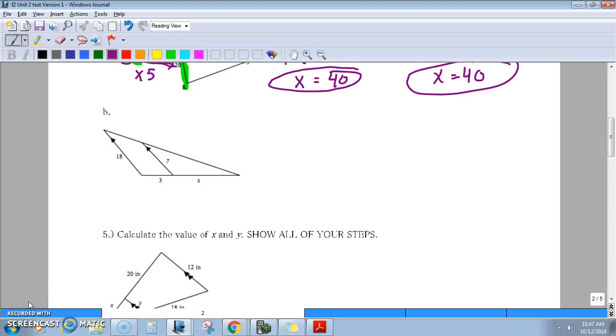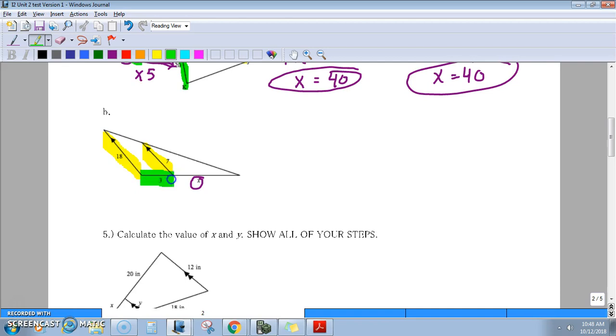All right, this video is starting with 4b, and it again wants us to find x. So we know these are similar, parallel lines, angle-angle similarity theorem. But let's just make sure that we know which sides are corresponding. So it looks like we're going to use 18 and 7 correspond. And then it's kind of that thing again.